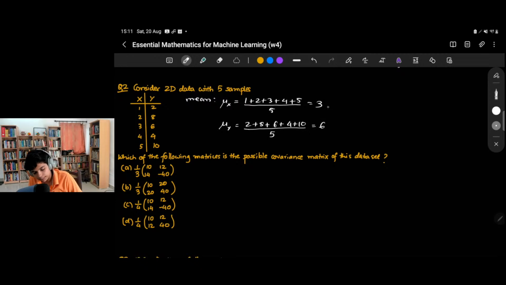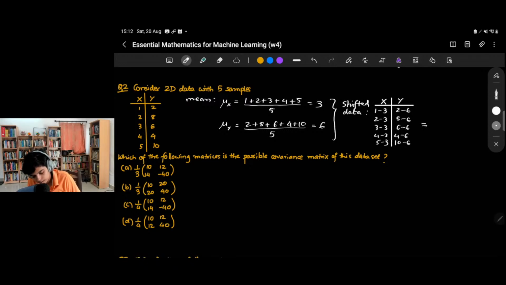This comes out to be 6. So now we can shift our data by these means. So shifted data comes out to be, we will have x and y. So x, first element is 1, and then we'll subtract 3. 3 is the mean. 2 minus 3, 3 minus 3, and 5 minus 3. Then we have y. For y, the mean is 6. So 2 minus 6, 8 minus 6, 6 minus 6, 4 minus 6, and 10 minus 6.